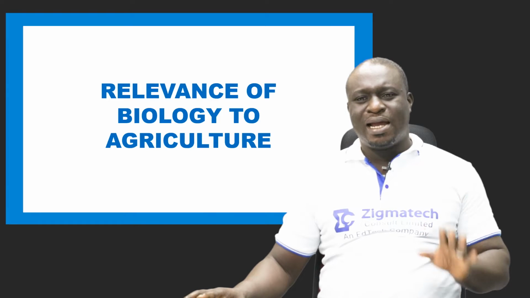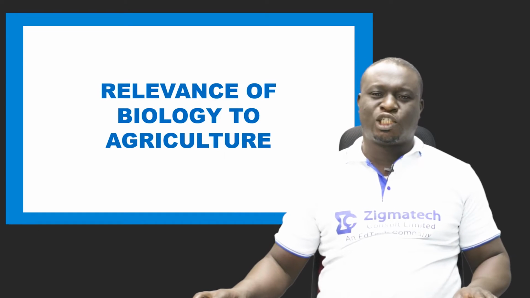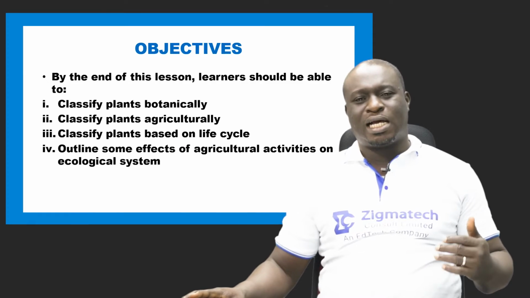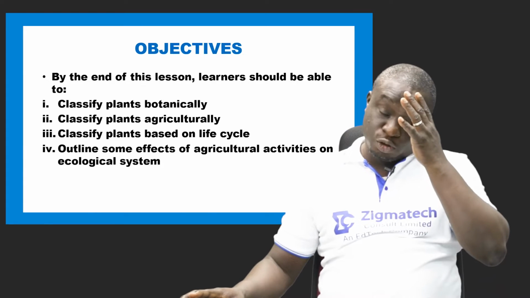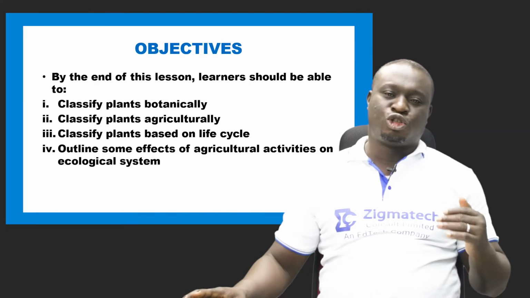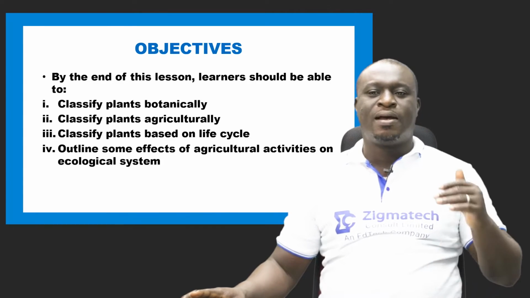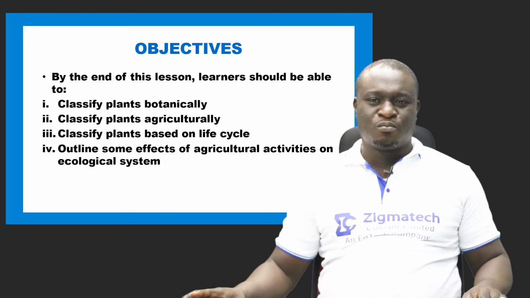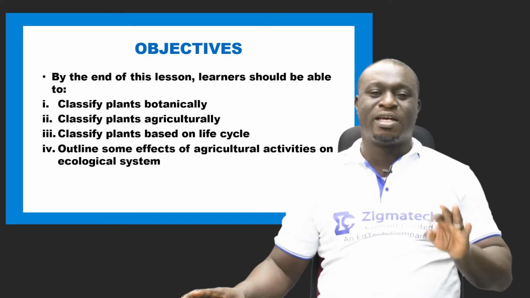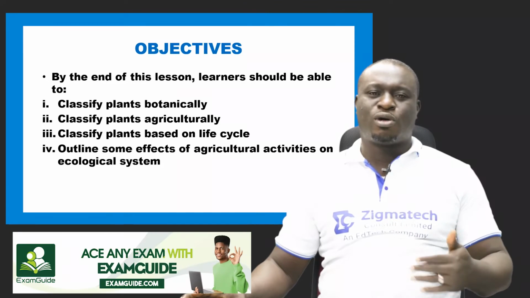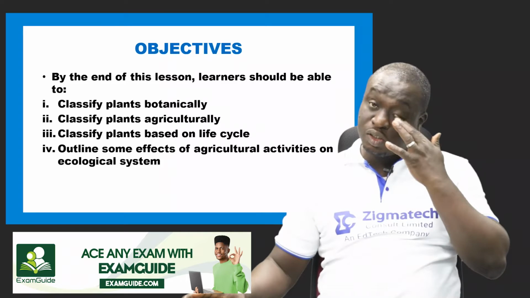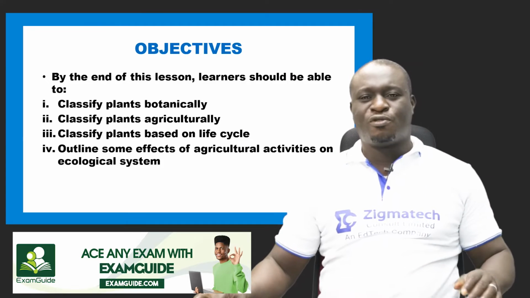Also, by the end of this particular class, you are expected to note some things. One of them, you should be able to classify plants botanically. You should also be able to classify plants agriculturally, and you should also be able to classify plants based on their life cycle. And also number 4, you should be able to outline some effects of agricultural activities on the ecological system. All right, now if you are set, let's move into this.